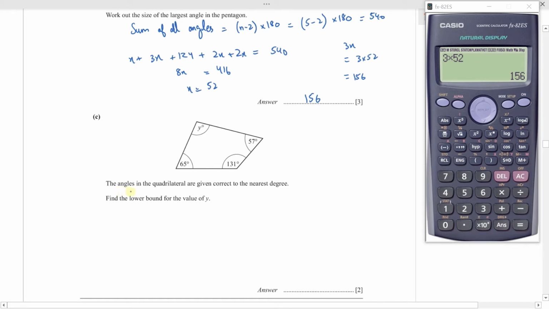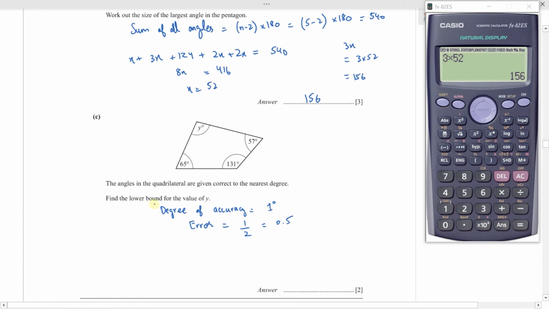Part C: the angles in the quadrilateral are given correct to the nearest degree. So your degree of accuracy is 1 degree, the nearest degree. So your error will be your degree of accuracy, 1, divided by 2. So to calculate the error, you always divide the degree of accuracy by 2. So your error is 0.5.